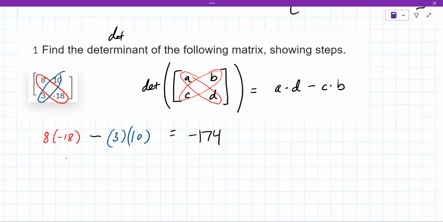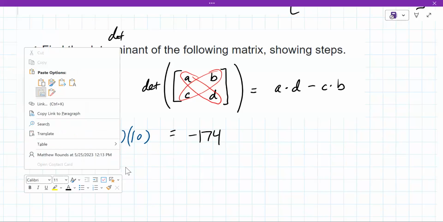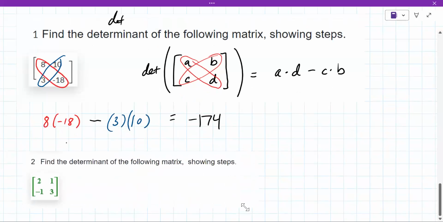All right, good job. So we're going to do the same thing for number 2. I'm going to leave everything up here and ask you to try it. It's exactly the same, just different numbers. Could you give that a try, please?